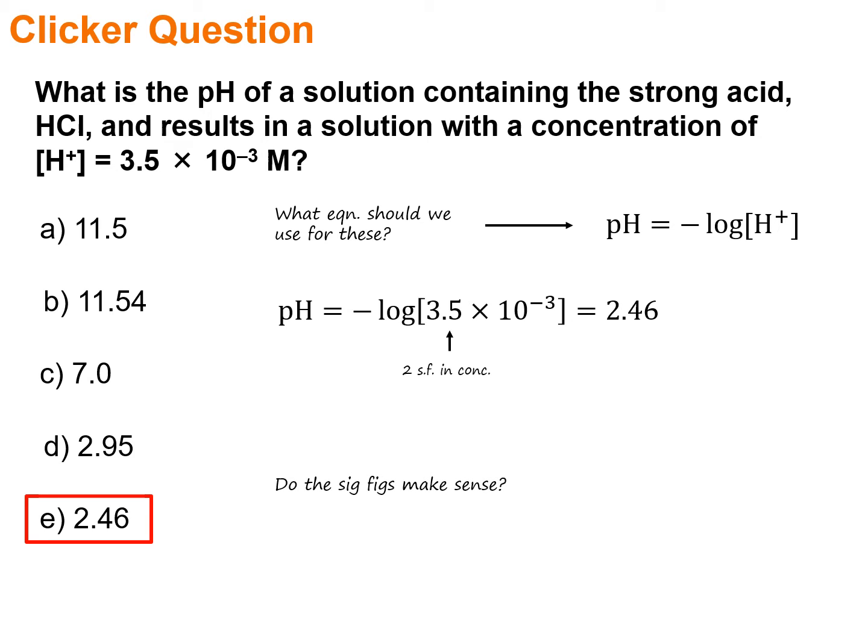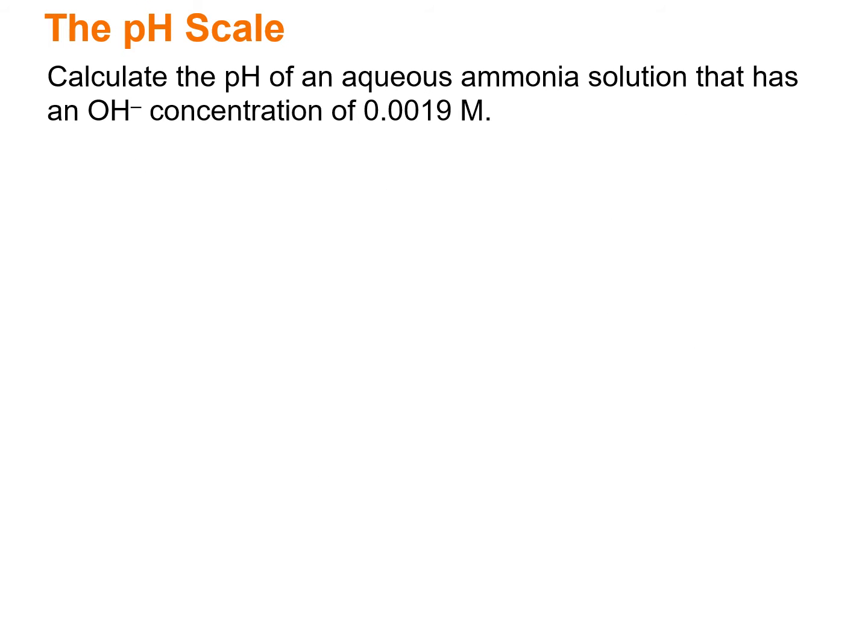This is what we just discussed, so I'll just go through that real slow. Okay. Let's see if we can calculate the pH of an aqueous ammonia solution that gives us a hydroxide concentration of 1.9 times 10 to the minus 3 molar, or 0.0019 molar, whatever we prefer.